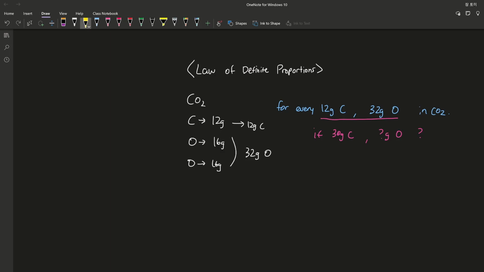So we can say carbon over oxygen is 12 over 32 because there are 12 grams of carbon and 32 grams of oxygen. Since this proportion will stay the same, we can basically say that 30 over, we don't know how many grams of oxygen, so we can just say x. If we solve for x, we will get x equals 80. So therefore, there are 80 grams of O2 in CO2.